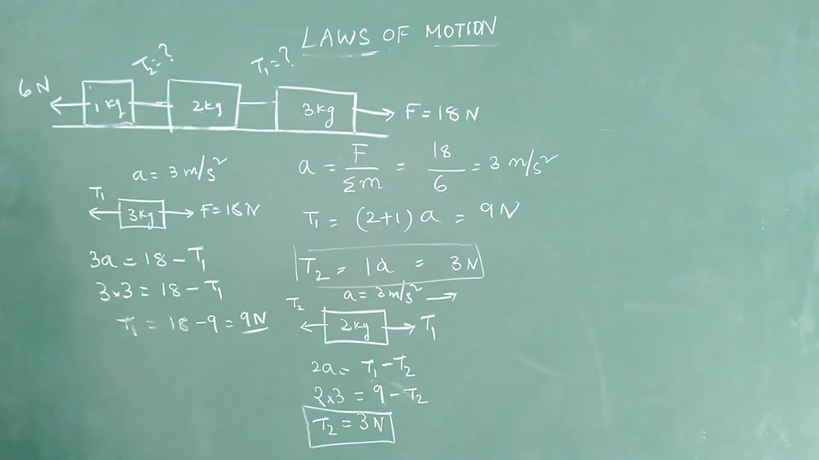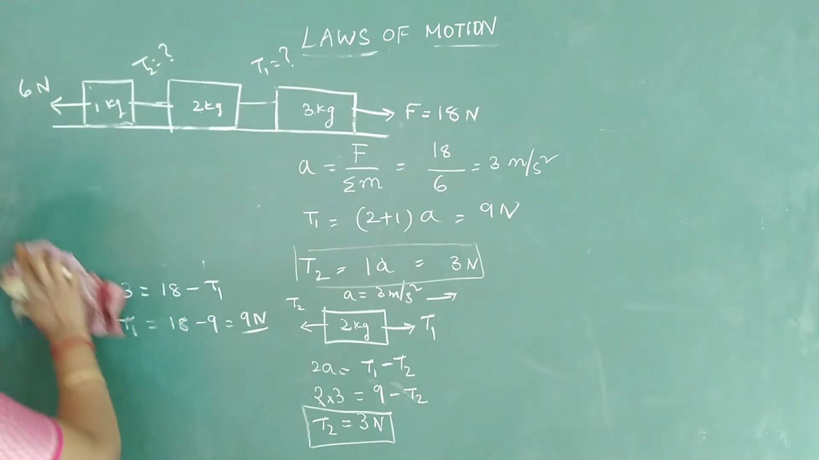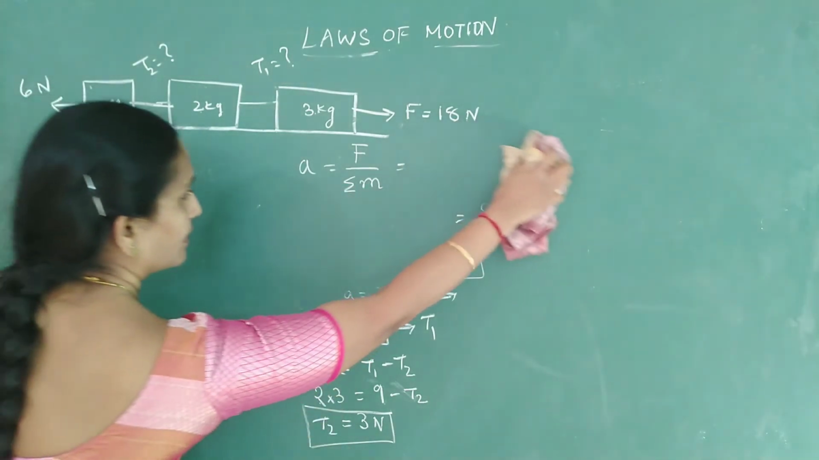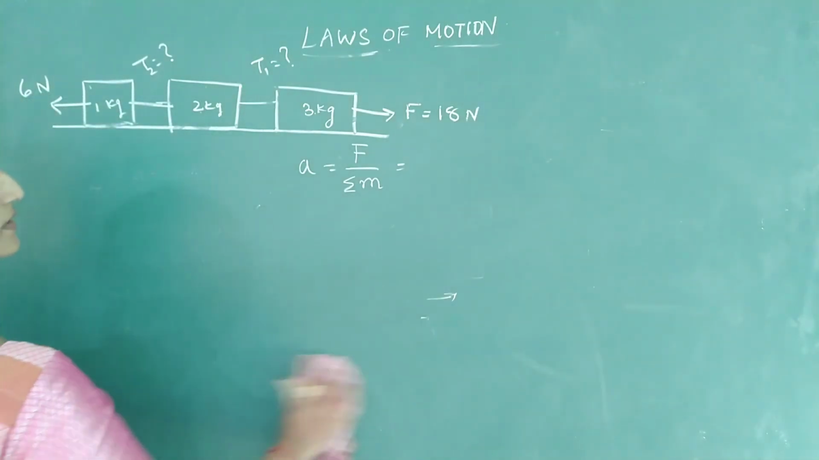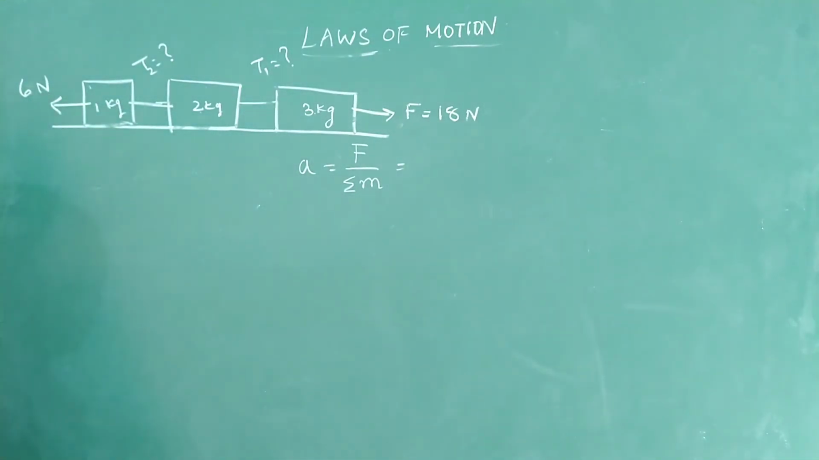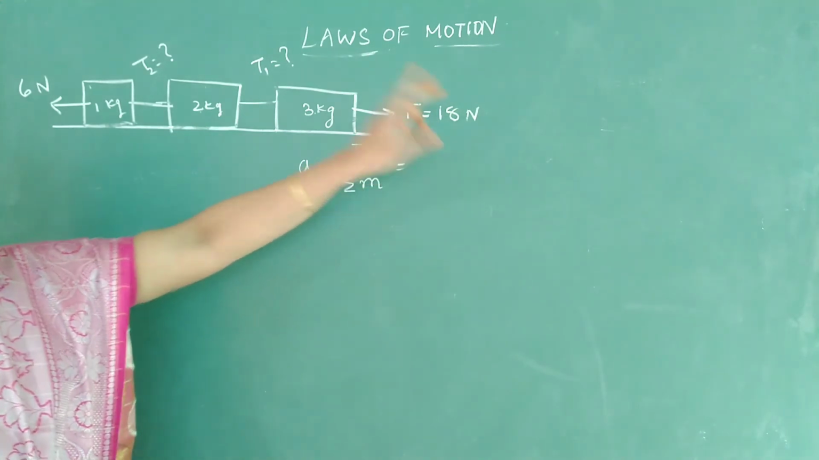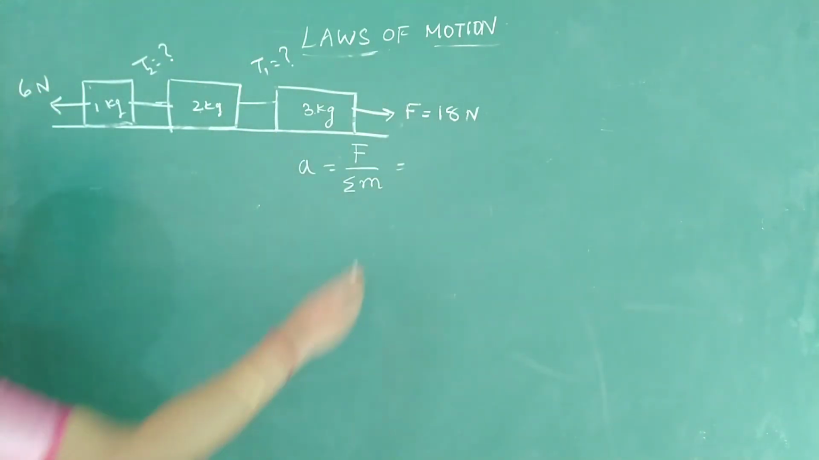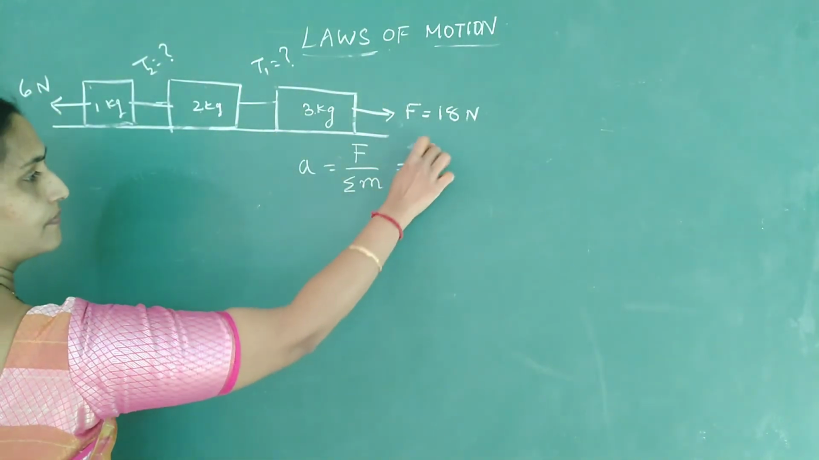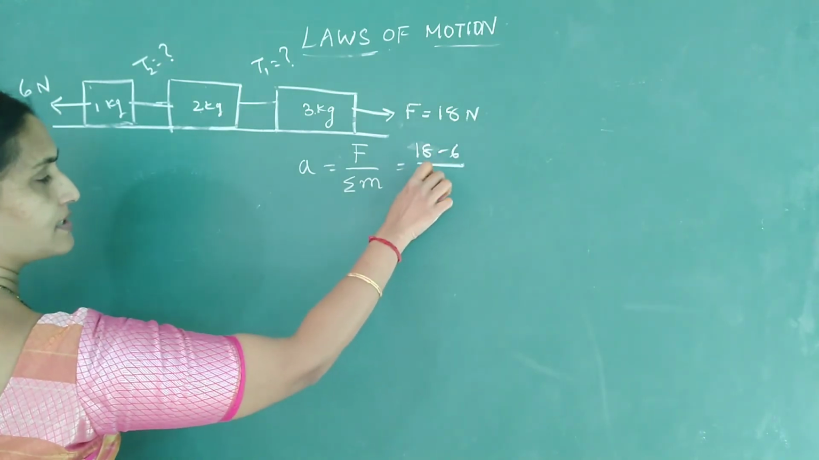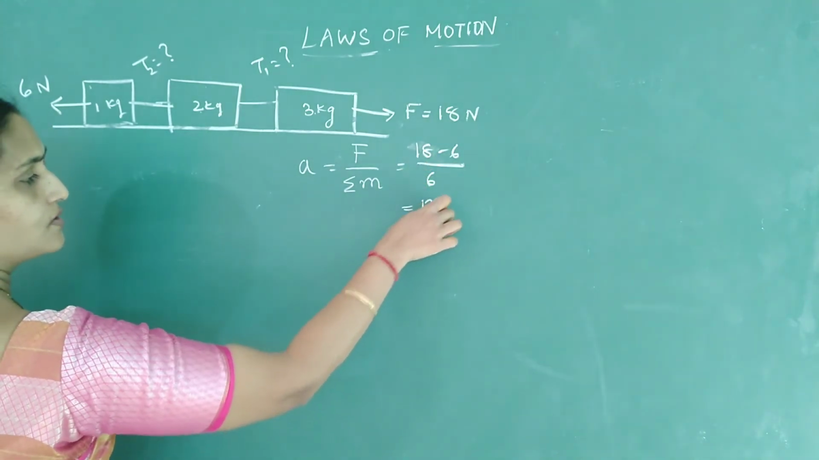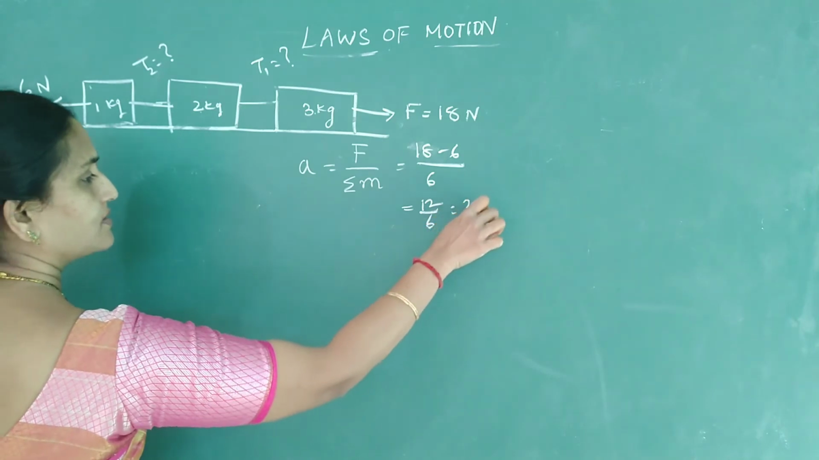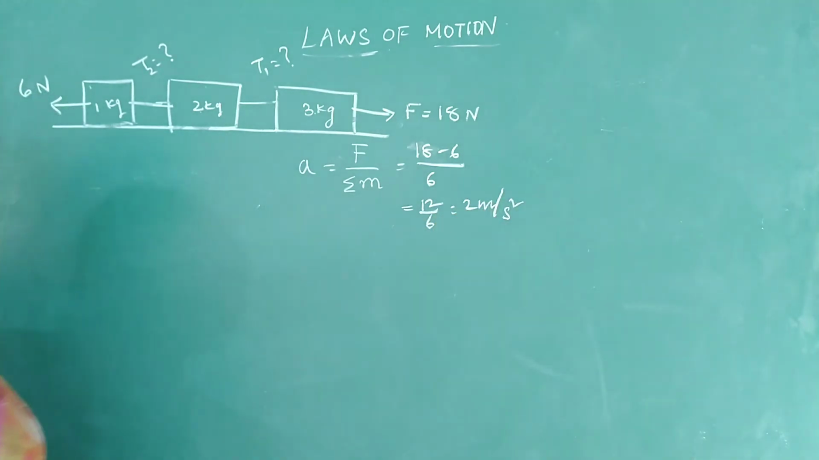Now tell me what will be the value of T1 and T2. So here 18 Newton and this side I have given 6 Newton. First find out what is the net acceleration. What should be the net acceleration? Net force by sum of the masses. Net force would be 18 minus 6, by sum of the masses is 6. 12 by 6. Is the acceleration 2 meter per second square?